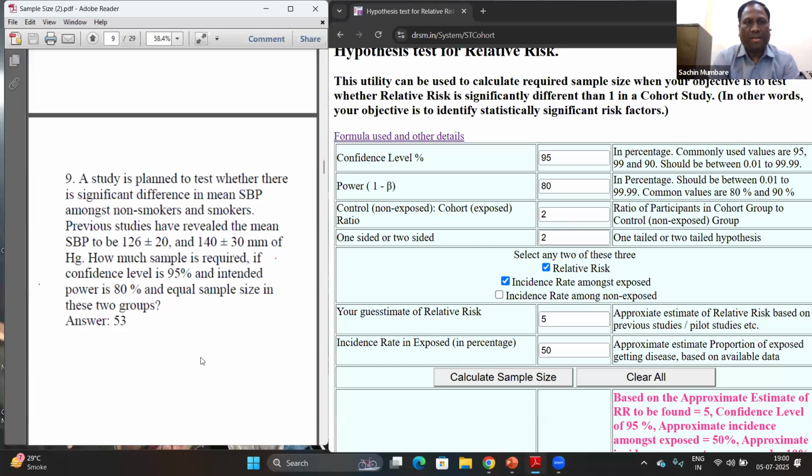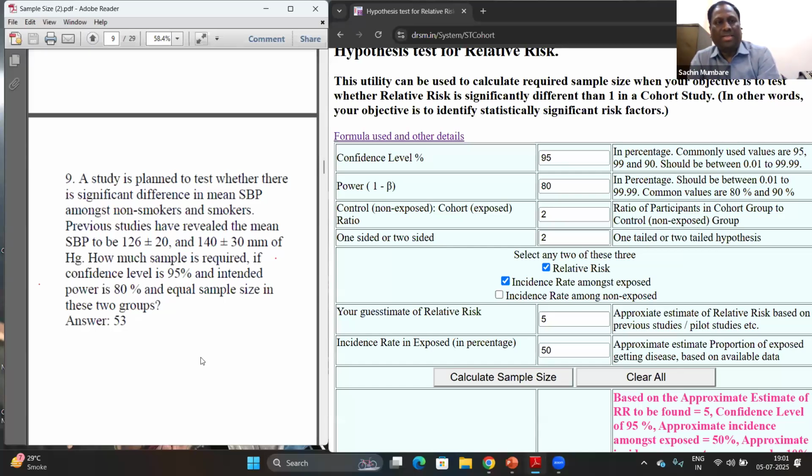Now, I will request you to visit the website and do it yourself and tell me the answer for this. The answer is actually given here. The answer is 53, but you identify which link you will use for this example, and actually do the calculations using the software. Henceforth, you will be doing the calculations.